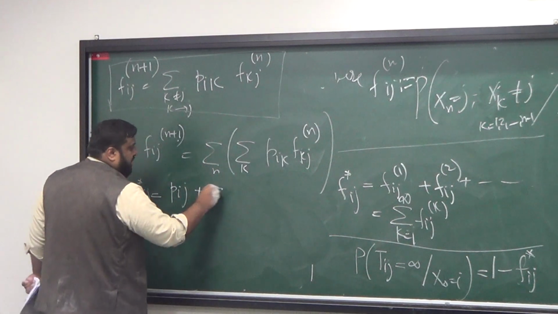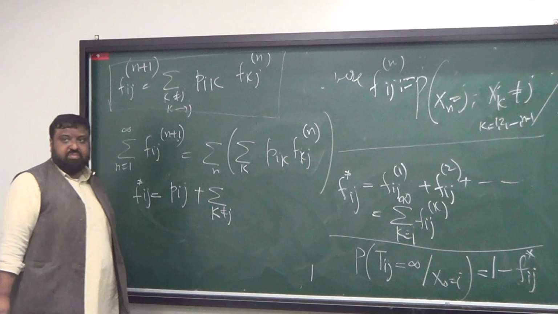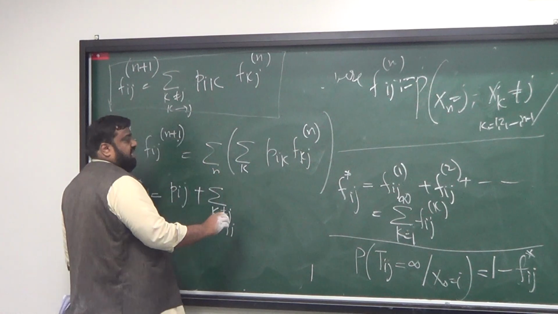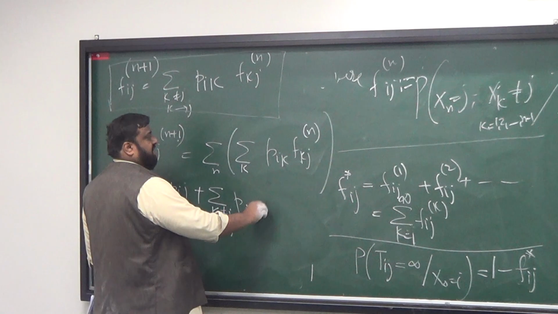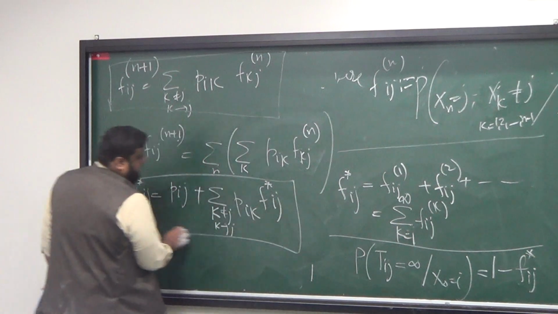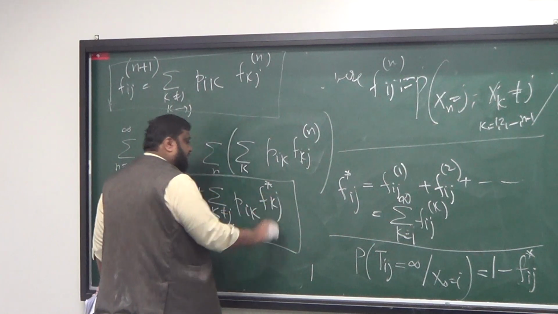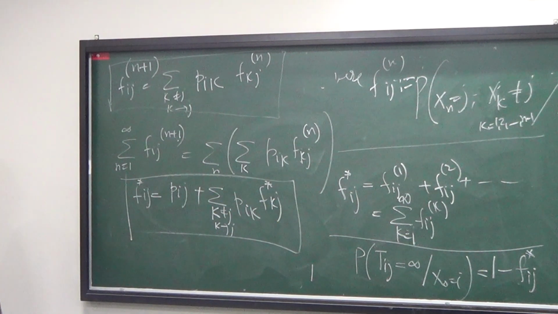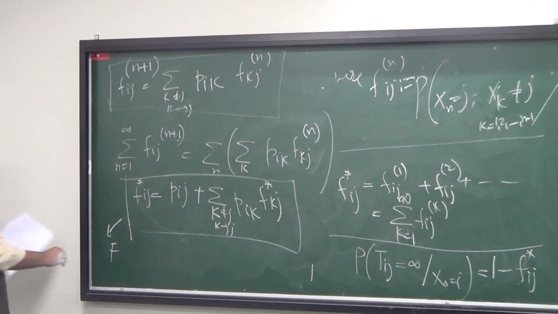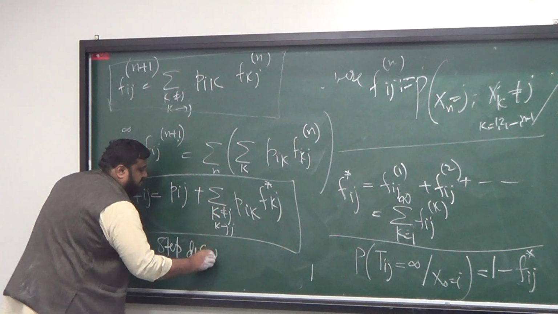So what would be this sum? I can say it's a sum over k, which is different from j, k leads to j, Pik times f star kj. Not ij but kj. That's it. This equation is called the first step decomposition.